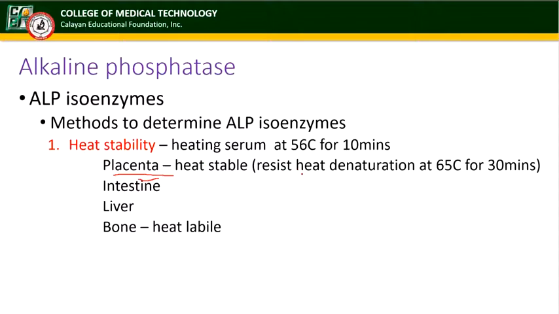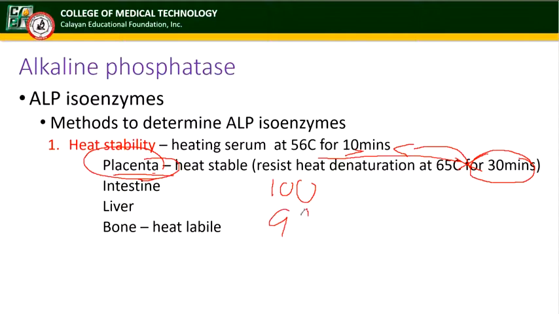So, resist heat denaturation at 65 degrees Celsius for 30 minutes. So, kapag pinainitan natin ito, hindi tatalab sa ating placenta. So, magre-remain siya. So, sa example natin kanina, 100, pinainitan, naging 99. So, most probably, ito, placental ALP isoenzyme. So, pinaka-stable, pinaka-labile. So, labile meaning, pag ininitan mo, masisira.